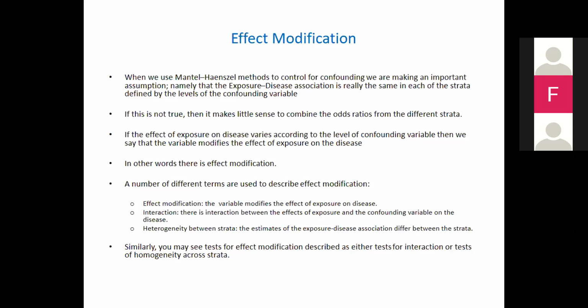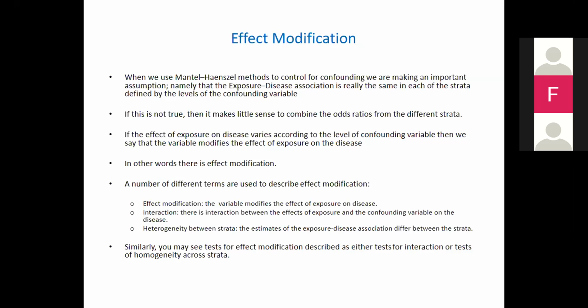It's a step. Now, if the effect of exposure on disease varies according to the level of the confounding variable, then we say that the variable modifies the effect of the exposure. That's what I've just said. If you split your analysis and the effect differs in the two strata, it's effect modification, it's not a confounder. In a confounder, you expect the effect to be the same.